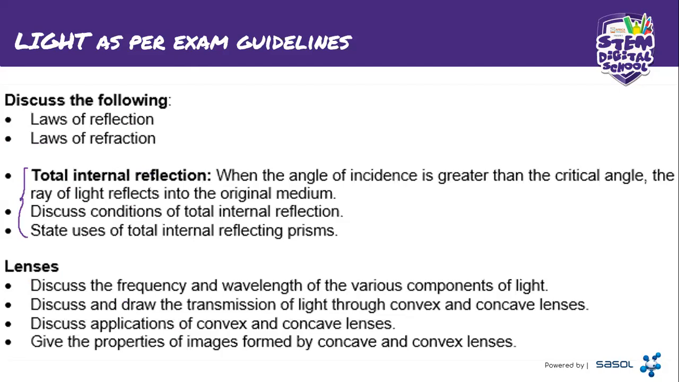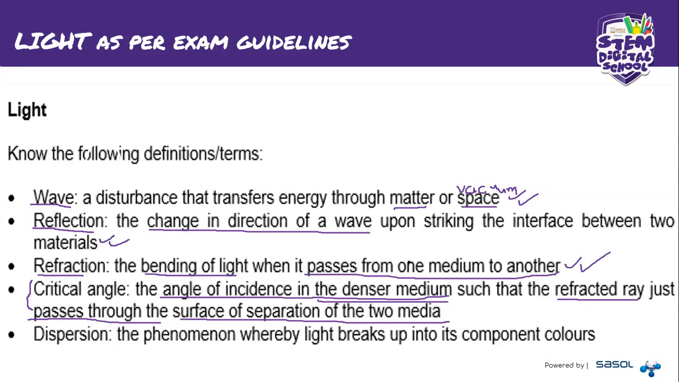And we say a definition for total internal reflection is important. We say it is when the angle of incidence is greater than the critical angle, the ray of light reflects into the original medium. So we will talk about this, but you will remember when we talked about the critical angle, we said it is the angle of incidence in the denser medium such that the refracted ray just lies on the surface of separation between the two media.